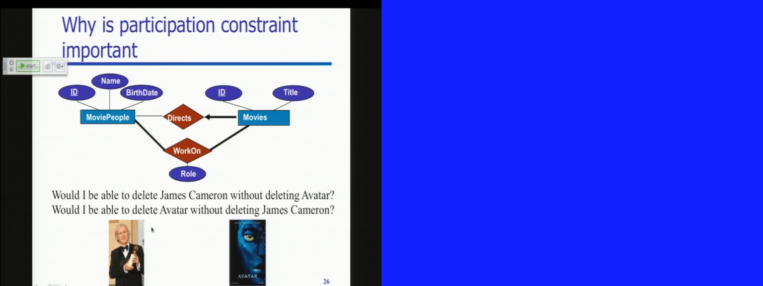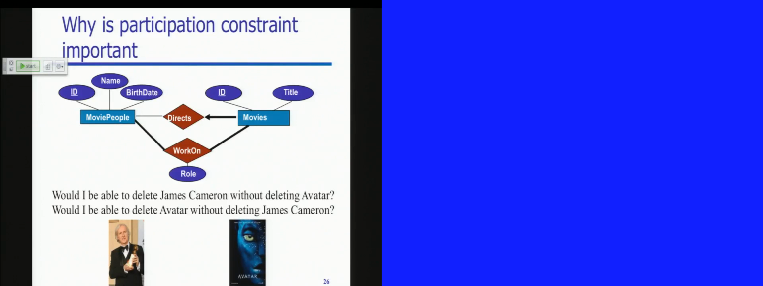What about this one? Would I be able to delete Avatar without deleting James Cameron? No, you wouldn't, because there are a bunch of other people who are still working on that movie and it's still attributed to that movie, right? So Mike's saying I cannot remove Avatar because I still have a bunch of people that are working on Avatar that have a constraint with that. That's one reason why I cannot delete it.